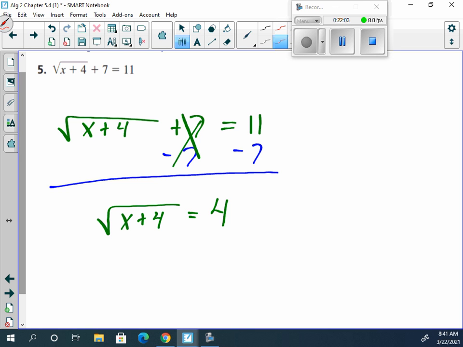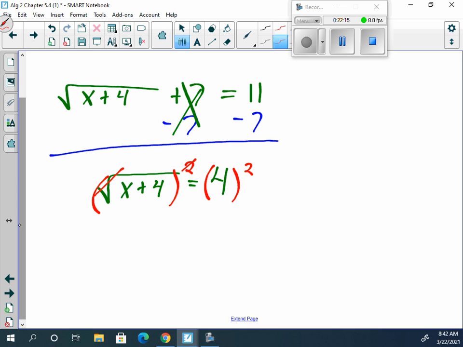So what would we do next? Put both sides to the second power, because a square root and a square will cancel, leaving us with x plus 4 is equal to 16. We're almost done. Then we would subtract 4 from both sides.